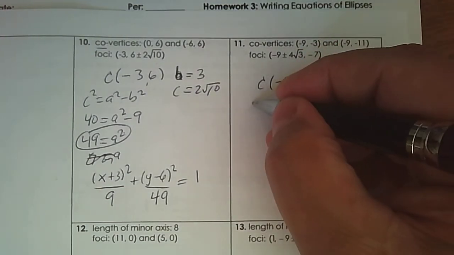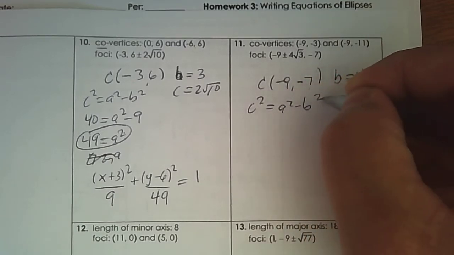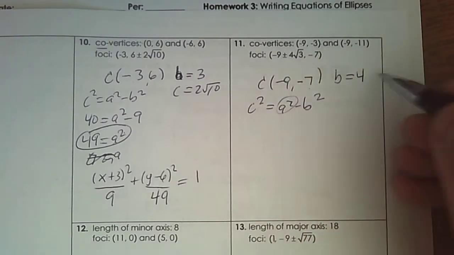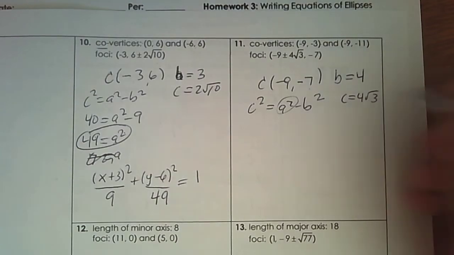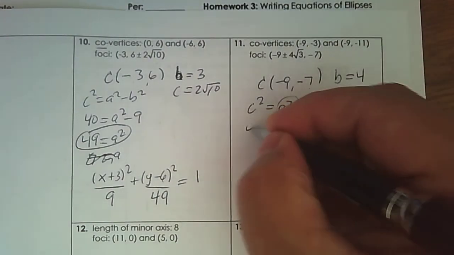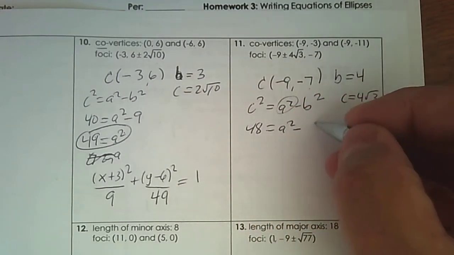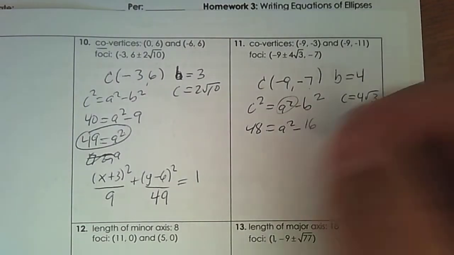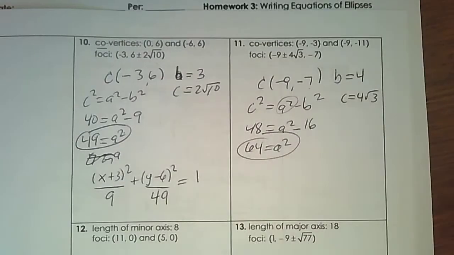Then, to find my A, I'm going to go C squared is equal to A squared minus B squared. So I'm looking for A squared. In this case, C is equal to 4 root 3, so I'm going to square 4 root 3. That's 16 times 3, which is 48. B squared is 16. I'm going to add 16 to the other side. So that's now 64, and that's what I need. I need to know what A squared equals.